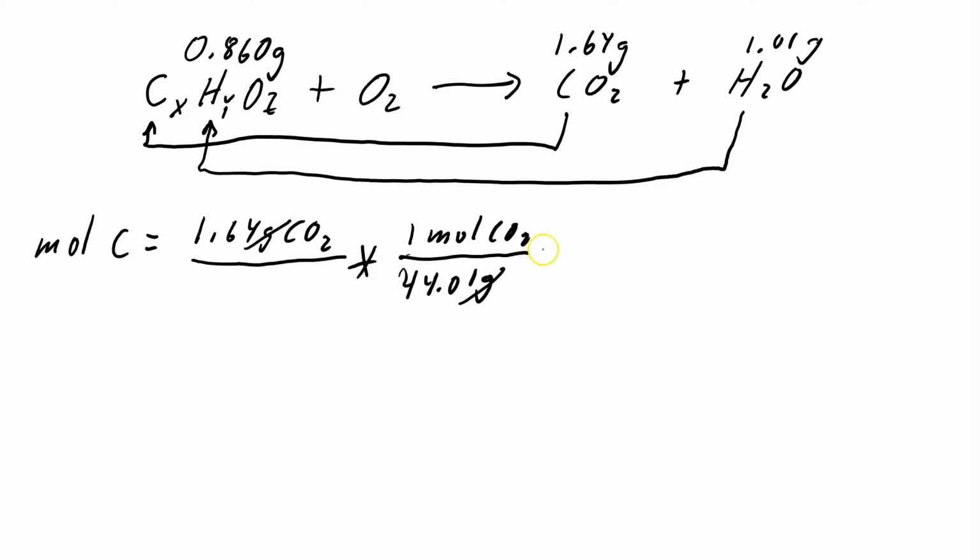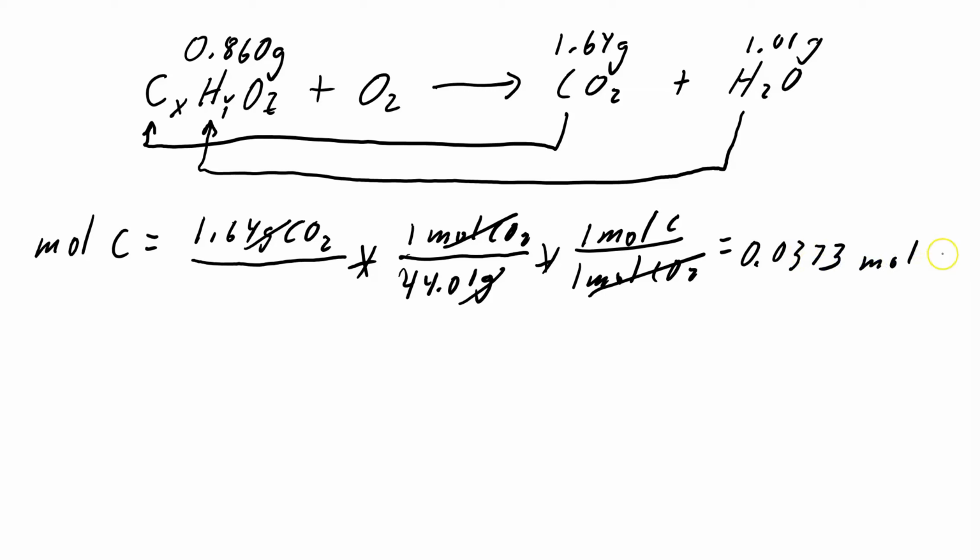Grams cancel. But I want moles of carbon. So I see that I have 1 mole of carbon in every 1 mole of CO2. So I'm going to write 1 mole carbon over 1 mole of CO2. Moles of CO2 cancel. I now have moles of carbon. So when I do the calculation, I get 0.0373 moles of carbon. Now let's do the same thing for hydrogen.